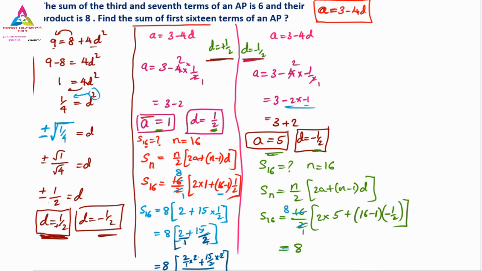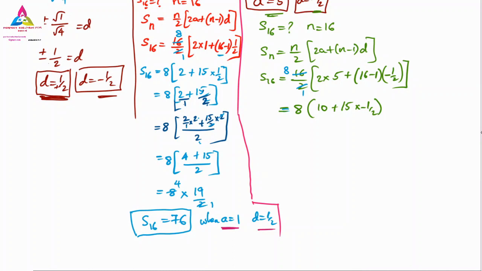So the answer over here, we can continue. 8 will remain as it is. That 8 we have written. 2 5s are 10 plus 16 minus 1 is 15 into we have negative half. Now we can see over here the 8 will remain as it is. Now we have to do the calculation. 10 will remain as it is. Here in the calculation part, plus into minus we have, so it is a minus. So 15 by 2.